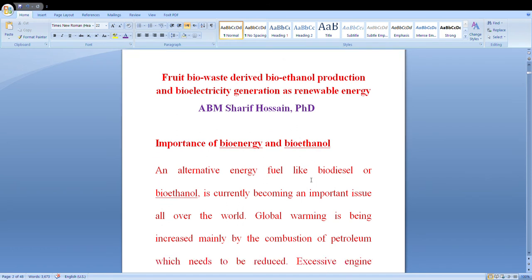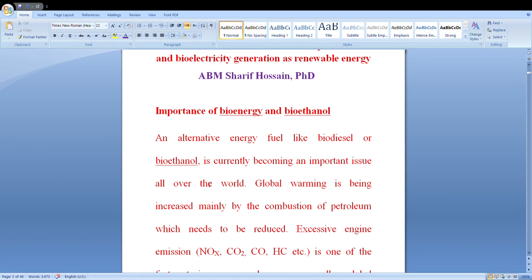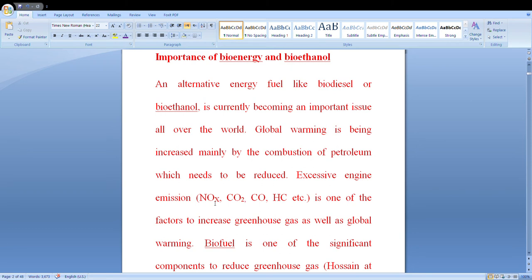The detailed title of my lecture is fruit bio-waste derived bioethanol production and bioelectricity generation as renewable energy. Importance of bioenergy and bioethanol: alternative energy fuels like biodiesel or bioethanol are currently becoming an important issue all over the world. Global warming is being increased mainly by the combustion of petroleum, which needs to be reduced. Excessive engine emissions, different types of gases like nitrous oxide, carbon dioxide, carbon monoxide, and hydrocarbons are among the factors that increase greenhouse gases as well as global warming.